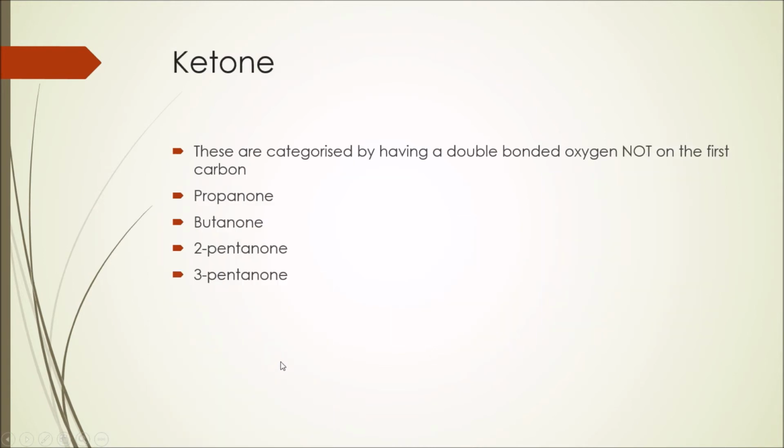Then we've got ketones. So these are categorized by having a double bonded oxygen not on the first carbon. Okay, so remember that, not on the first carbon. So it's anywhere else but the first carbon. So here we've got propanone. Then we've got butanone. Note we don't need to put any number prefix on these because it doesn't matter which side, which one of these it's on, it will always be the secondary carbon.